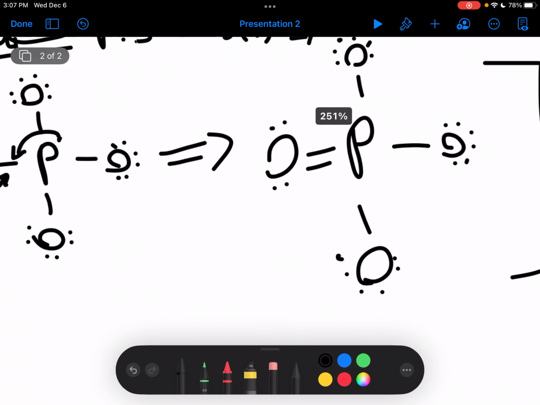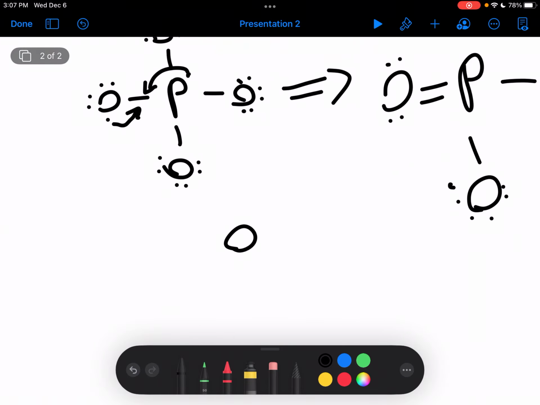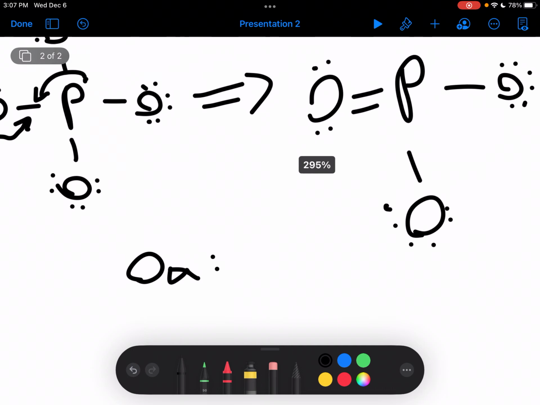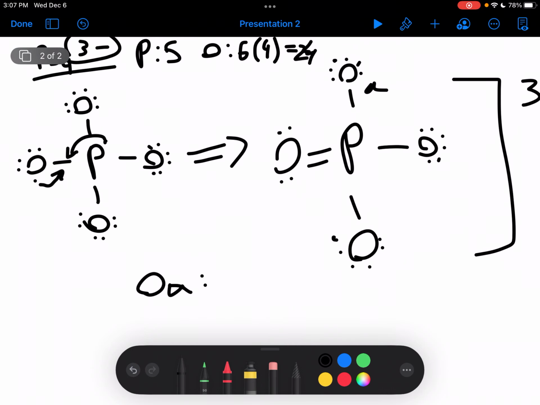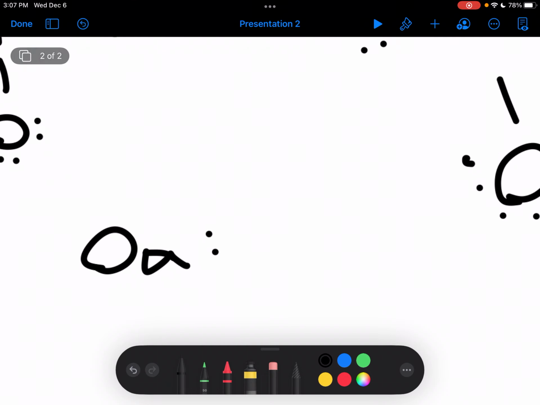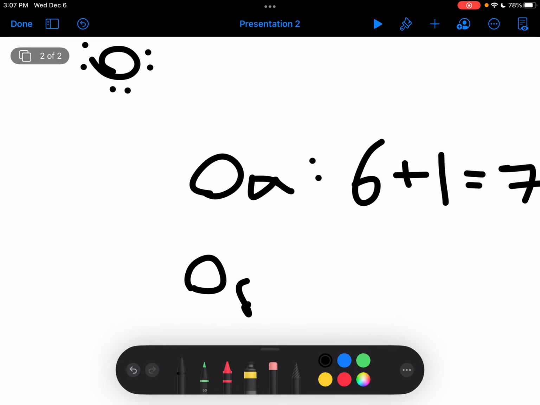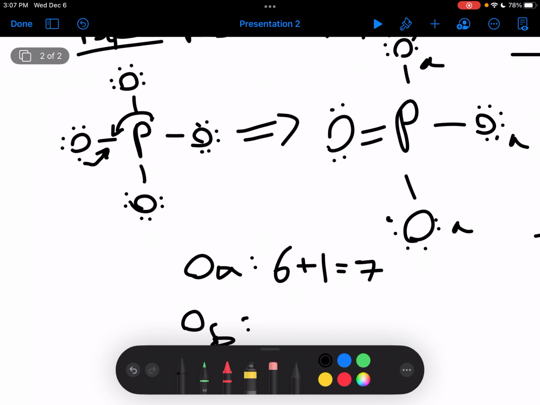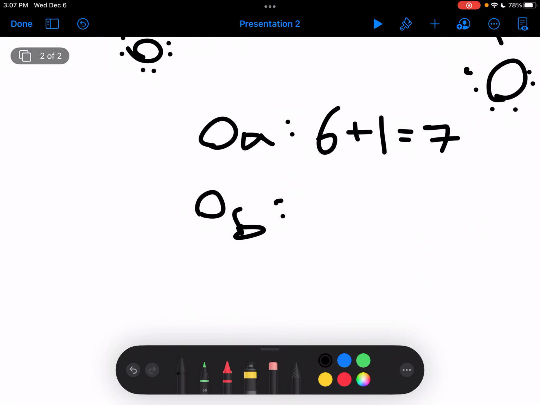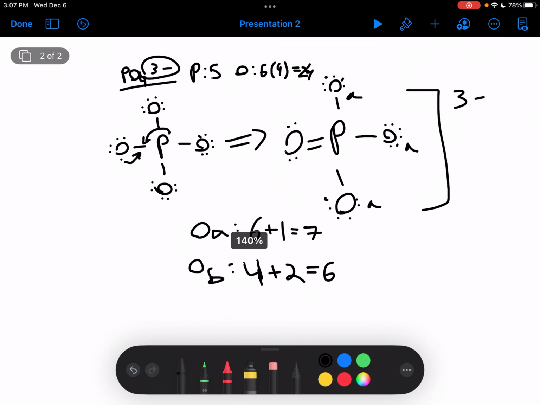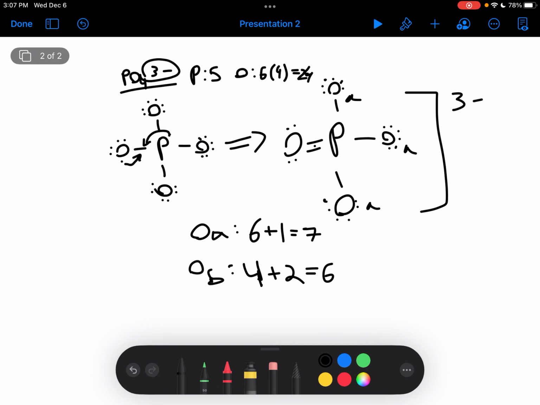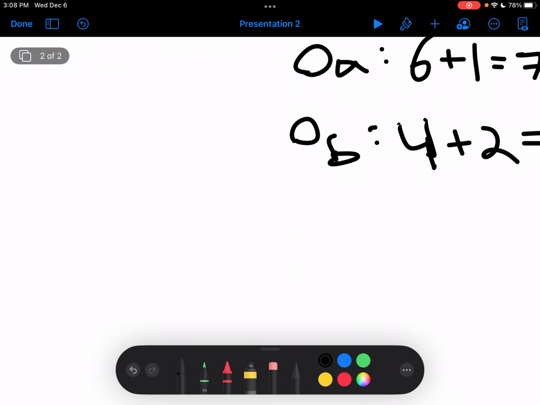And in this case, if we calculate this once again, we have oxygen A. We can name these oxygen A. We have 3 of those. And they're going to have 6 electrons on the outside and 1 bond, which equals 7. Oxygen B, on the other hand, is going to have 1, 2, 3, 4, 5, 6. So it's going to have 4 electrons on the outside, and we're going to add 2 bonds, which makes it 6. And this phosphorus is going to have 1, 2, 3, 4, 5 bonds. So this phosphorus will have just 5 bonds.